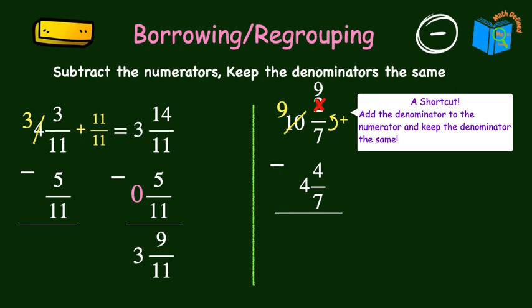Now we can subtract the numerators. 9 minus 4 is 5, and we keep the denominator of 7. Then we subtract the whole numbers, 9 minus 4, so 5 and 5/7 is the final answer.